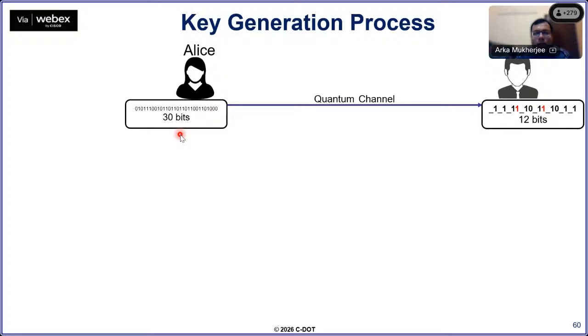We have assumed that Alice and Bob are synchronized, so they have a clear idea which is time slot 0 and which corresponds to time slot 1. So they are properly synchronized. We took a 30-bit pattern, encoded it in either phase, time bin or polarization, and then sent it over the quantum channel.